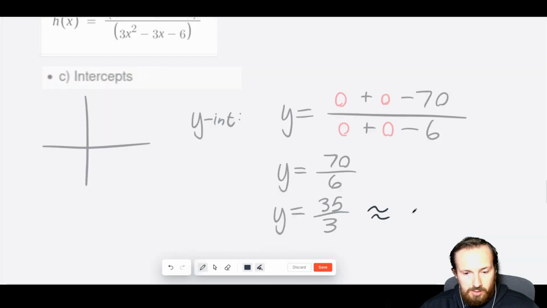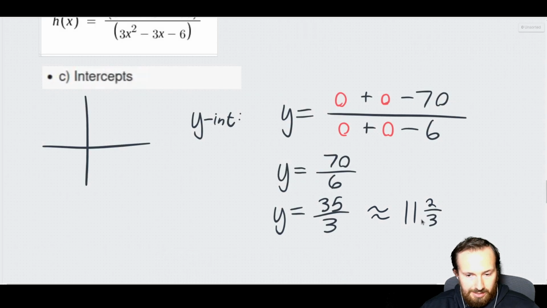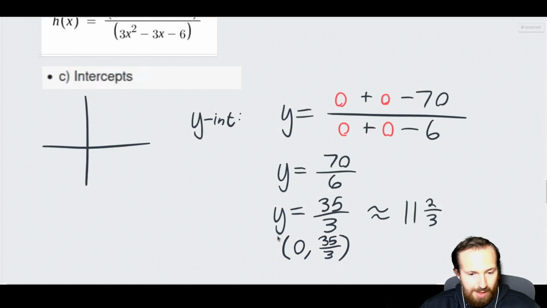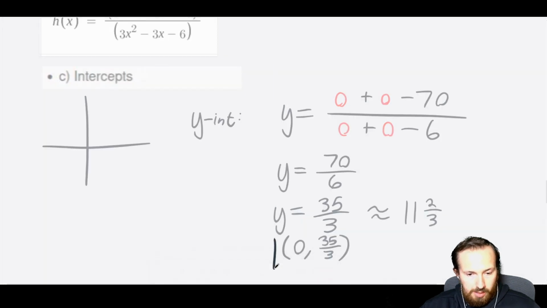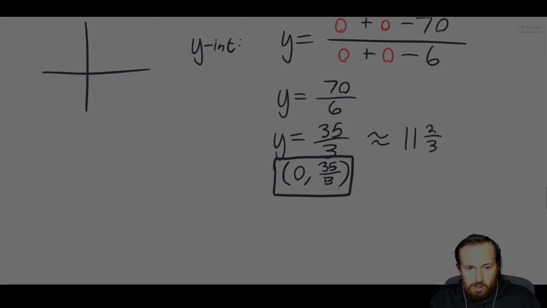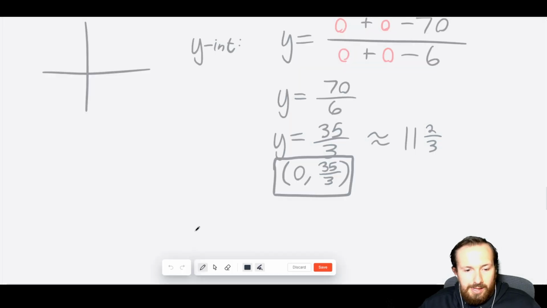You could also think of it as a mixed number if you want. Like if it was 33/3, that would be 11, and then you have 2/3 as a remainder. So it's basically 11.66 or 11 2/3, however you want to think about it. But basically, this is the y-intercept. This is the only y-intercept. So the only y-intercept will be (0, 35/3). And for y-intercepts, the x-coordinate is always 0, because that's where the y-axis is. Okay, so that's how we find the y-intercept.